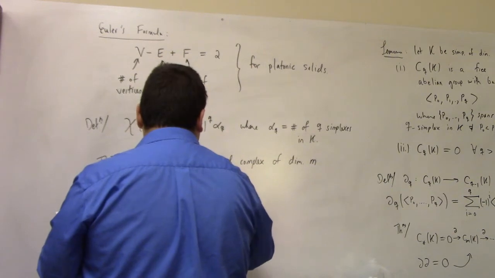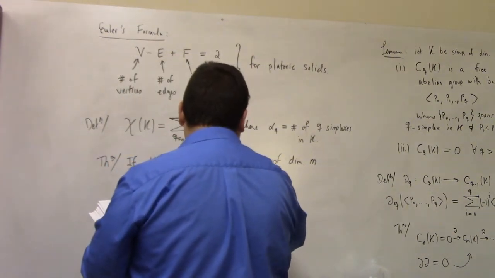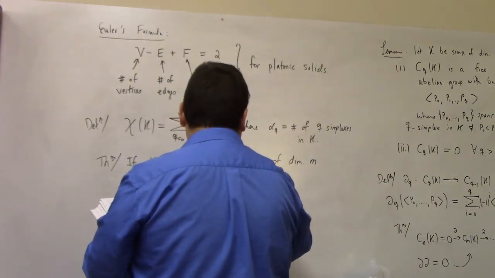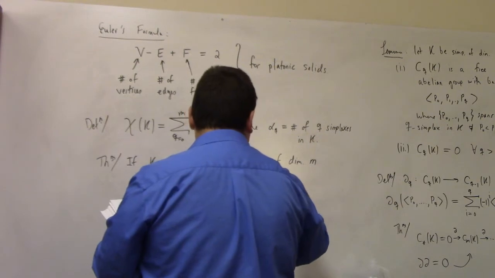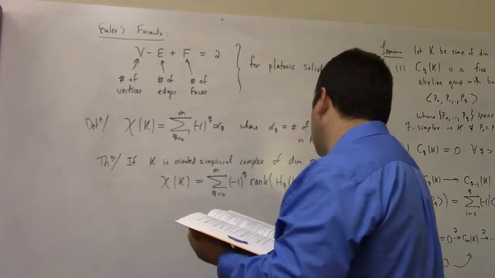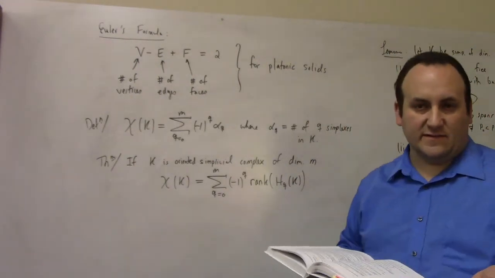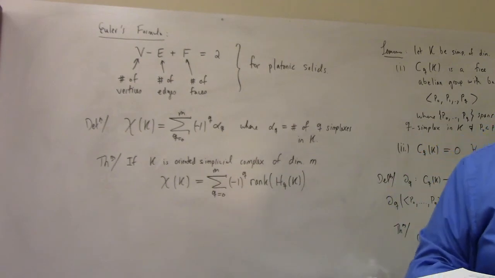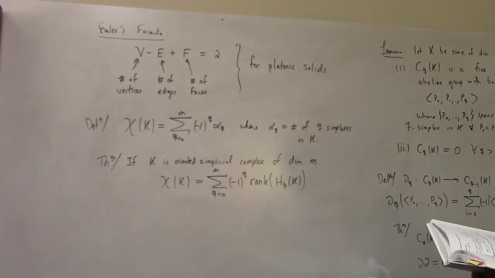Sum q equals 0 to m of minus 1 to the q, the rank of the qth homology group of K. We have a theorem that says that these are free abelian, so that makes sense. You can calculate the rank of a free abelian group, right? It's the number of copies of Z that appear in its decomposition.